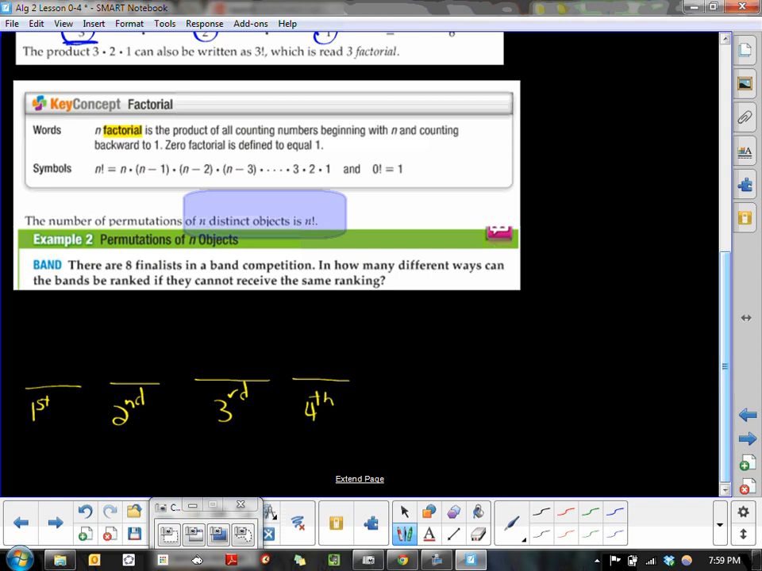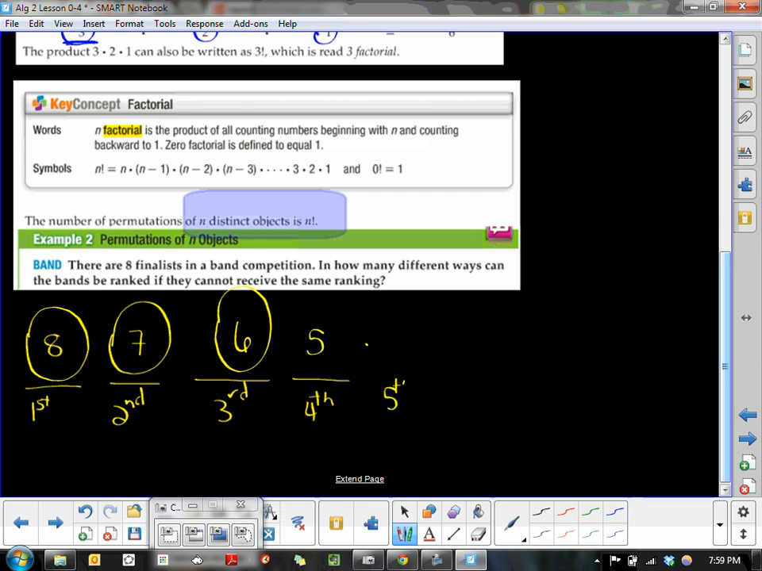So let's come back to first place. How many different bands could get a first place award? We've got 8 bands, so any one of 8 bands. Once we award someone first place, they can't also get second place, so how many bands are there to select for second place? Since we already used 1 band, we're down to 7. And this process continues. Once I've selected first and second place, there's only 6 bands left for the third spot, and then there's 5, and then we can go to 5th, 6th, 7th, and 8th.